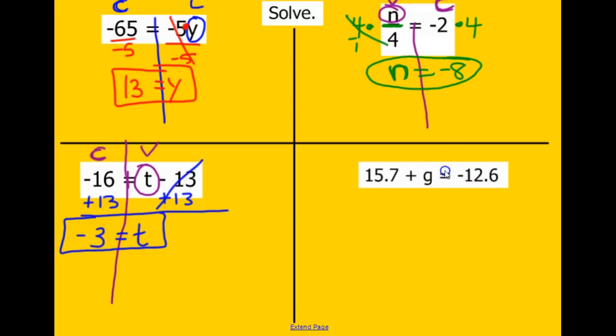Over here, same thing, draw your line, we want to get g all by itself. So that's our variable, so we'll have our constants on the right side this time. This 15.7 is really a positive, so the opposite would be to subtract 15.7.